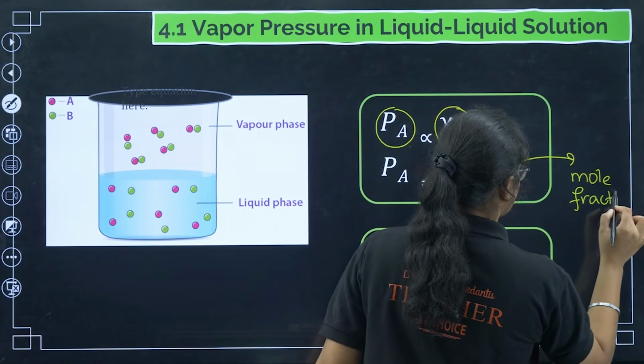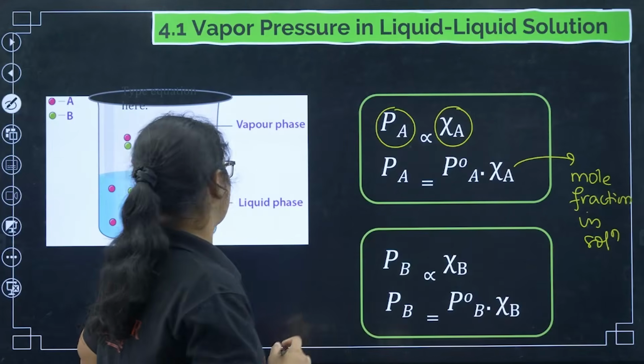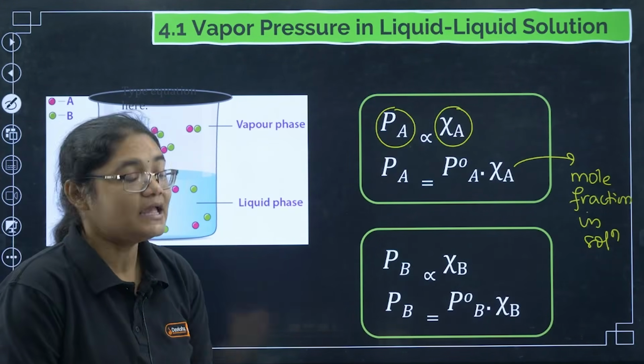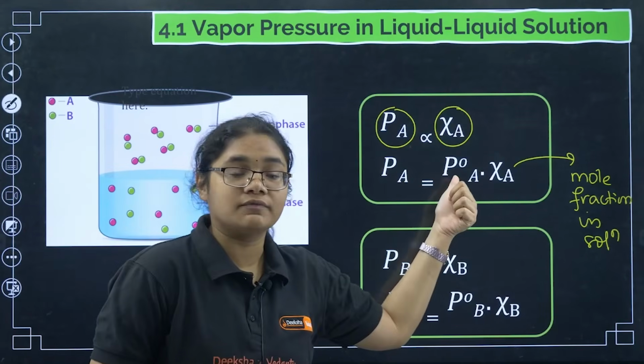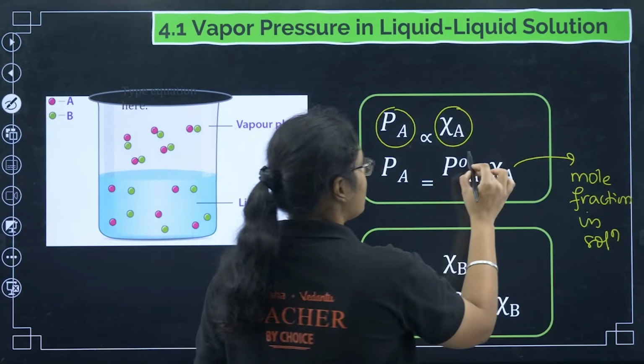Okay, mole fraction in solution. In this, the pressure created PA is proportional to XA and PB is proportional to XB. Now to remove this proportionality, what can we do? We can multiply a constant, that is P naught A. Now what is P naught A or P naught B?